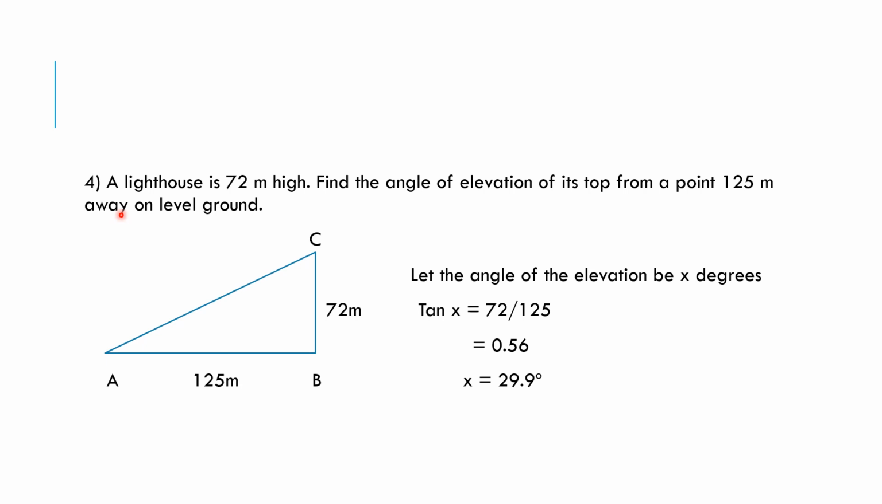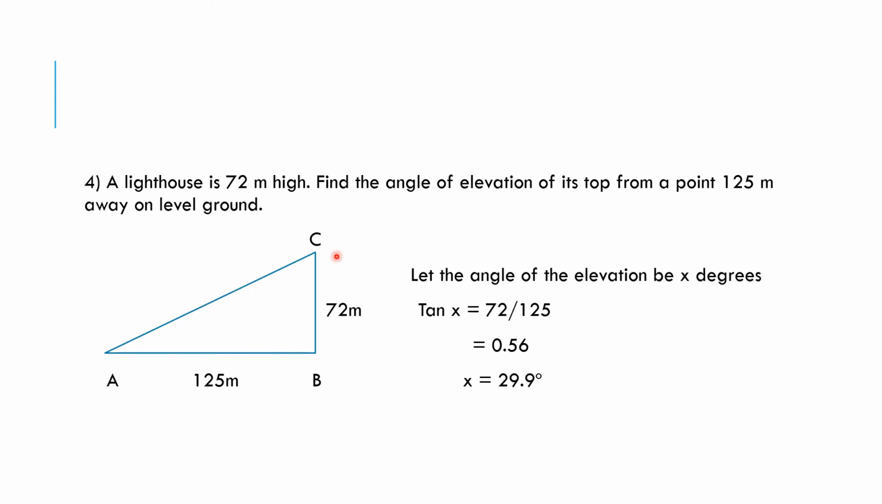Let's have a look at another question. A lighthouse is 72 meters high. Find the angle of elevation of its top from a point 125 meters away on level ground.